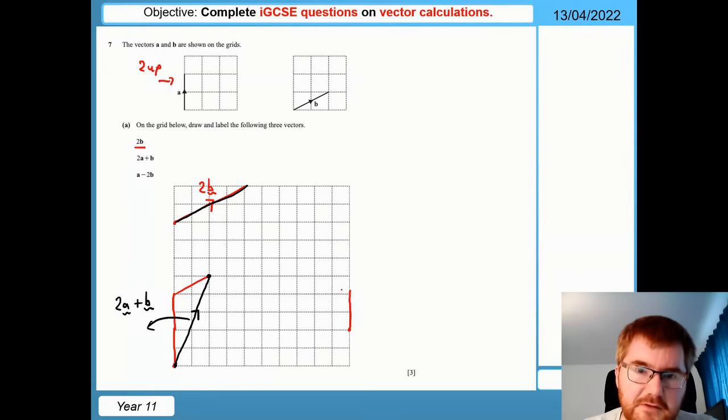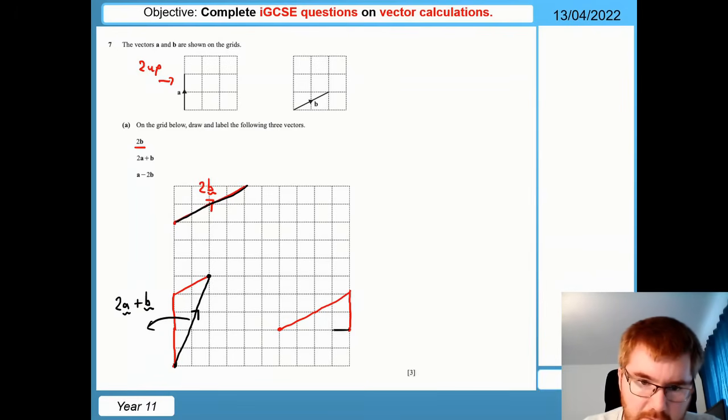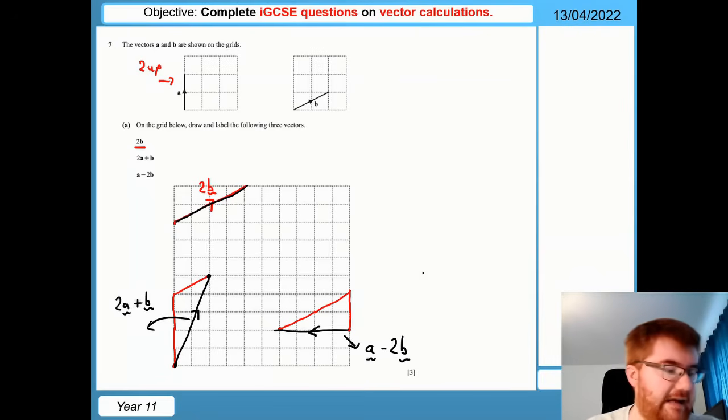And now negative 2b, so we want to go 2b but in a negative direction. So instead of 2 right and 1 up, we want to go 2 left and 1 down. So 2 left and 1 down, and then 2 left and 1 down, like so. And so our actual answer is going from start to finish directly, which is this vector here with an arrow in this direction. So that's going to be a minus 2b, like so. So just make it very clear to the examiner exactly what your answer is at the end.